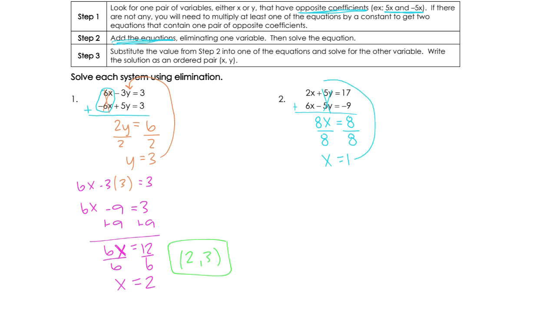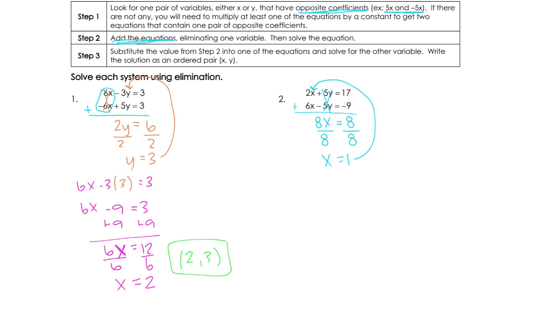I typically, just being a creature of habit, like to just go with the top one. I really don't have a good reason for you. Some people like to look for the smaller coefficients, and that would be the one that they would rather plug it into. Some people look for equations that have all positive numbers if they can help it. So some people have different reasons for why they pick different equations. I just typically go with the top one.